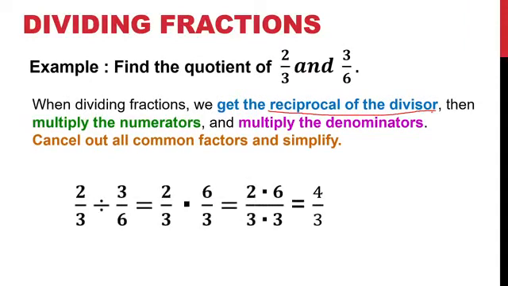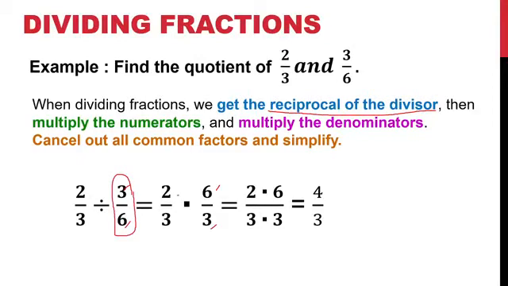So let's have this example. So we will be getting the reciprocal. When I say reciprocal of the second fraction, you simply reverse. The numerator becomes the denominator now. The denominator becomes the numerator now. That's how you get the reciprocal. After which, proceed to multiplication.